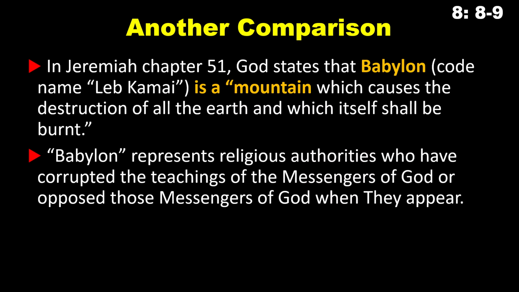The use of the term Babylon represents religious authorities who have corrupted the teachings of the messengers of God or opposed those messengers of God when they appear. To clarify, the term Babylon is not in this verse, but the allusion to a mountain cast into the sea is a possible reference to Babylon. Later in Revelation, Babylon is directly mentioned as a source of corruption.